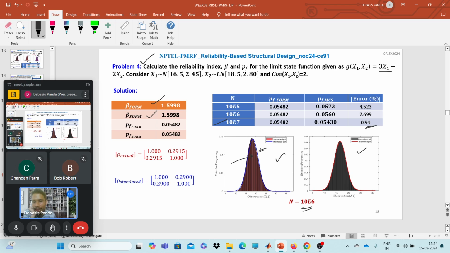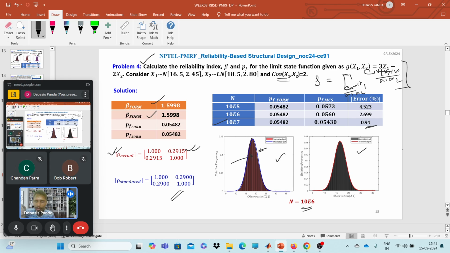Further, to check, this is the actual rho matrix. The covariance between x1 and x2 is given, so I can generate the rho matrix. The diagonal terms will be 1 and 1, and the off-diagonal term will be the covariance of x1 and x2 divided by sigma 1 sigma 2. If you put it in, this will be the actual correlation matrix that is given. Now, for the samples I have generated, I find the correlation coefficients, and this is the correlation matrix. We can see why 10 to the power 7 gives the closer result: the correlation matrices are very similar. That means my theoretical and generated random numbers actually match each other. So that is all about the Monte Carlo simulation.